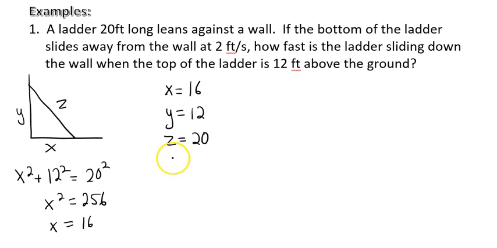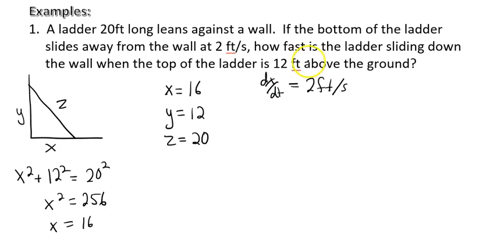The thing that we haven't addressed in this problem is the rates of these things. It says the bottom of the ladder is sliding away at 2 feet per second. That is the rate of change in x. I like to use dx dt because it helps me with my units, but you can use x prime. That would not be wrong. But that is the derivative of x. And so that is 2 feet per second.